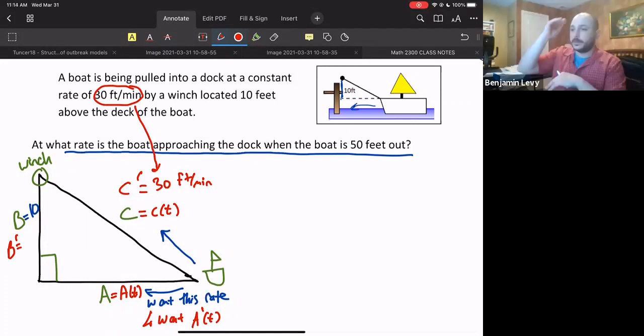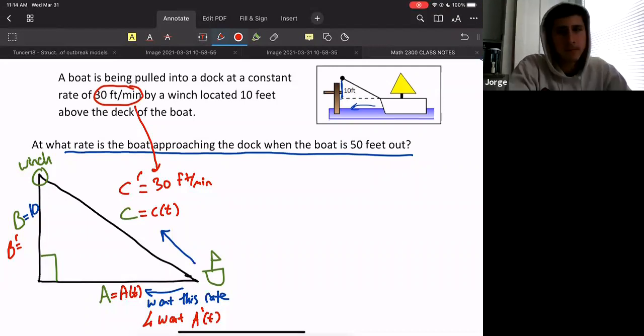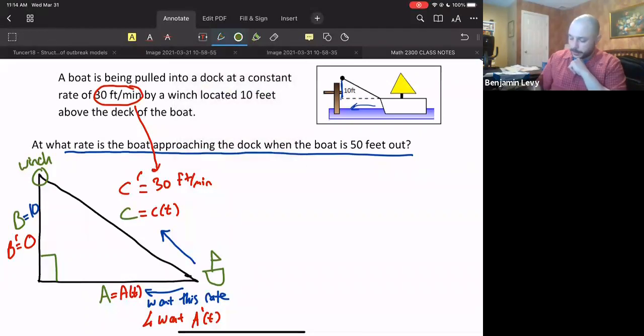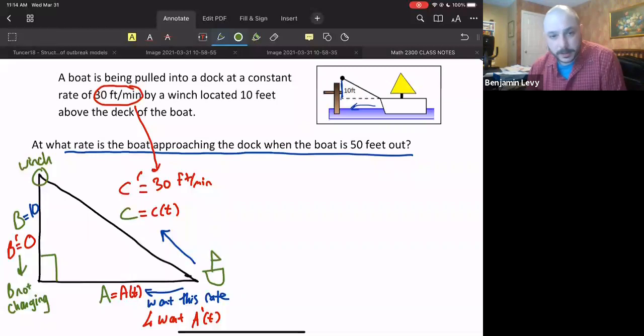B is just the distance from the winch to the boat, which is fixed. That's not changing over time. So what's the derivative of a constant? 0, right? B is 10. B is not changing over time. It's not a function of time. And so if we take the derivative, it's just 0 because B is not changing. That's what B prime equals 0 means. It means the rate of change of B is 0. It's not changing. You with me on this, the figure?